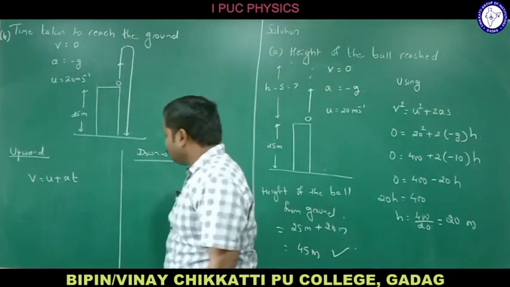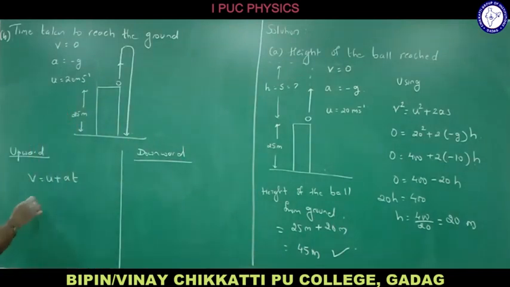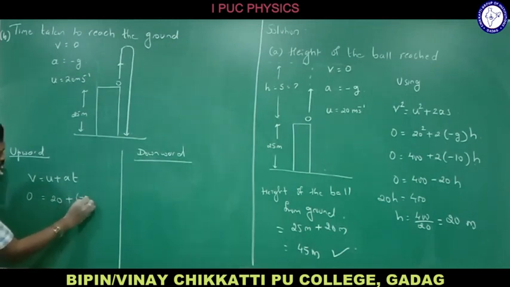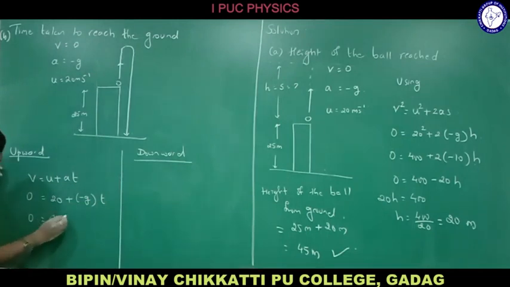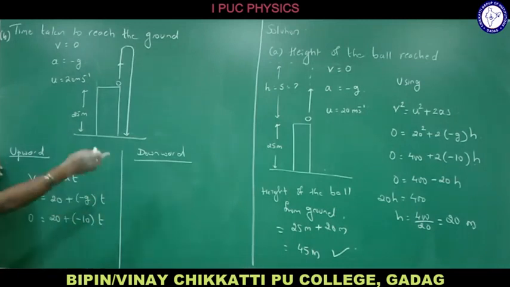Then what is v? v is 0. What is u? It is 20, plus acceleration, that is minus g. Time is what we need to calculate. So what do I get? 0 is equal to 20 plus minus 10 t, because g is equal to 10.